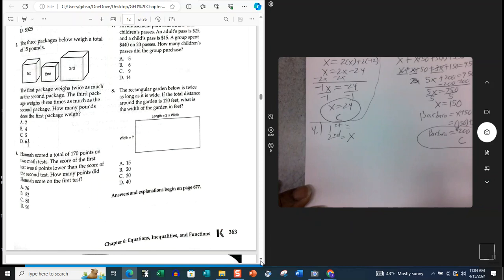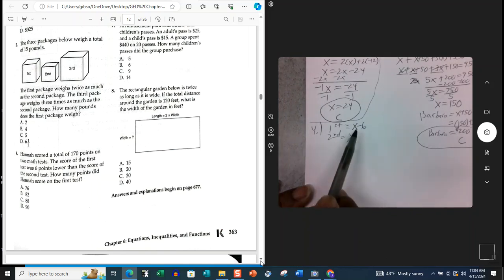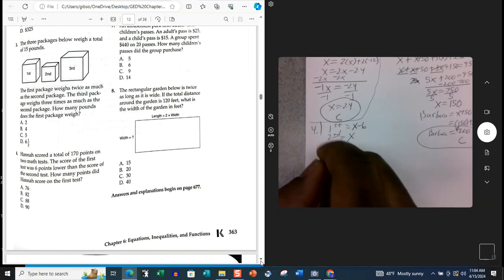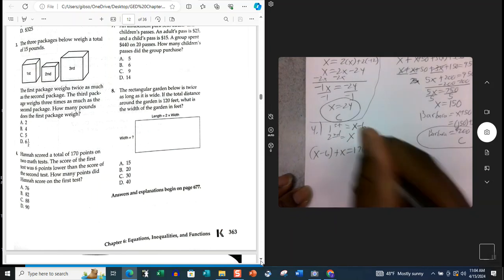So we'll make the second X, and the first test is 6 points lower than the score of the second test. So we'll do X minus 6 for the first and X for the second. Okay, how many points did Hannah score on the first test? So we know adding these 2 tests together, the first test plus the second test is supposed to give us 170 points.